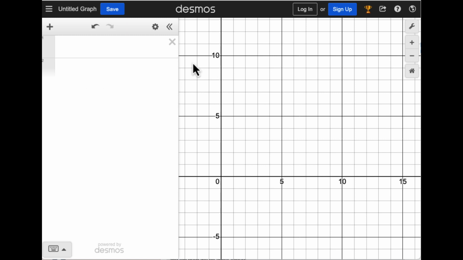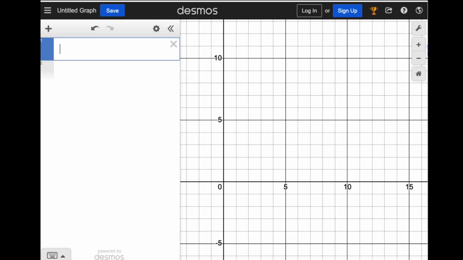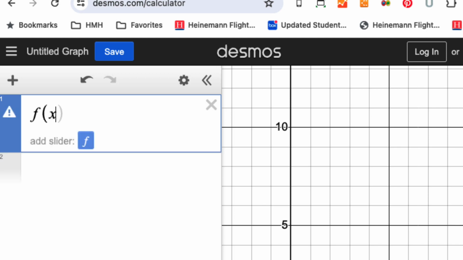Start by creating a Desmos window. You may want to log in. Input the function f of x equals mx plus b as shown here. You'll be asked if you want to create sliders for m and b. You do, so click the All button.